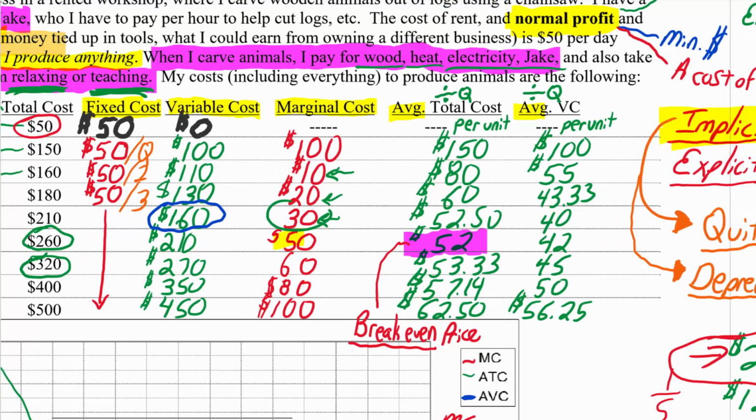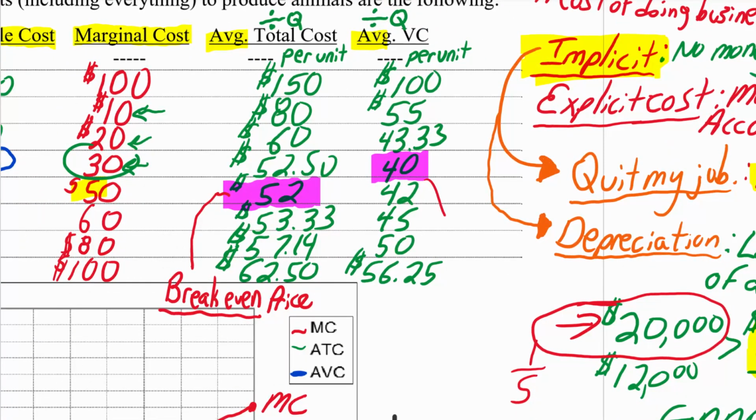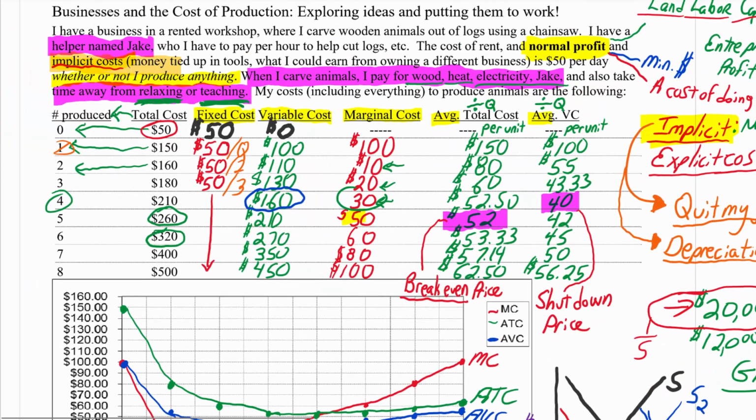Now, there's another thing we want to highlight, and that's to look at the minimum of the average variable cost. The lowest number in the average variable cost here is $40. We have a name for that. The minimum average variable cost is what we call the shutdown price. And why do we call that $40 the shutdown price? Because if the price gets below $40, our best choice is going to be to shut down and produce 0 units. Now, why is that?